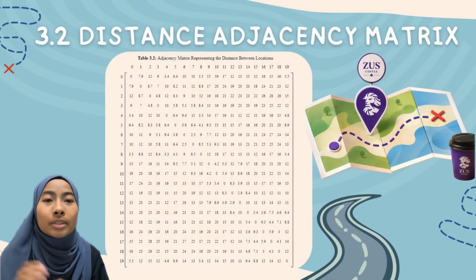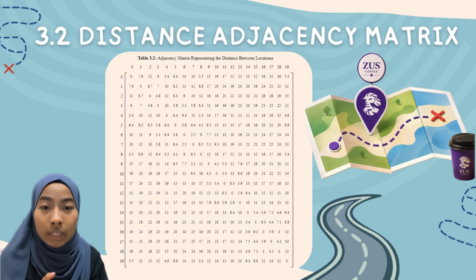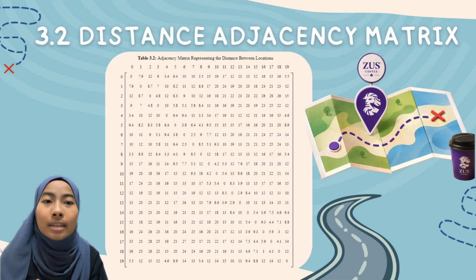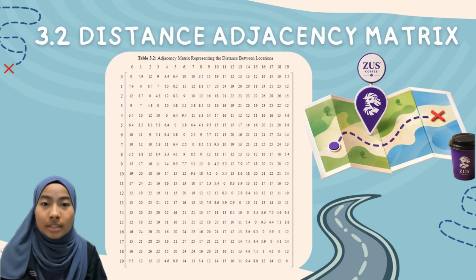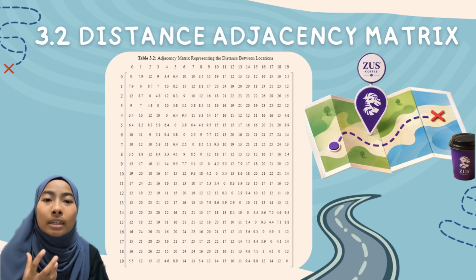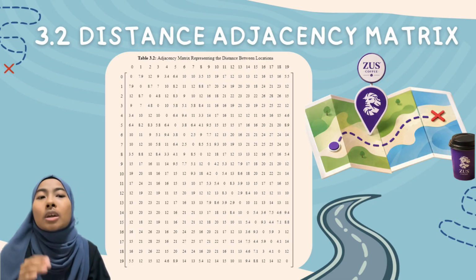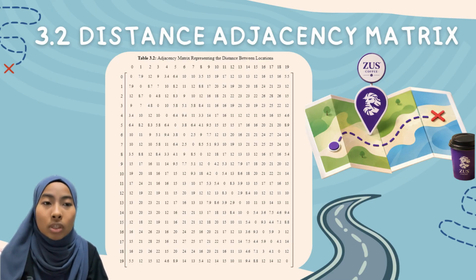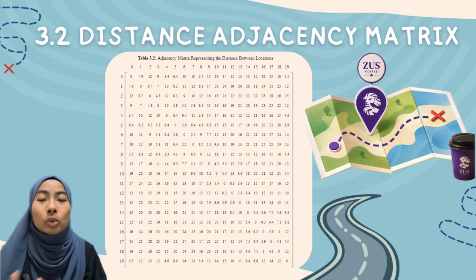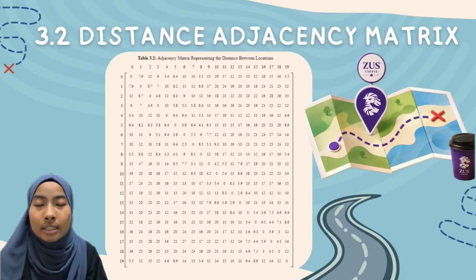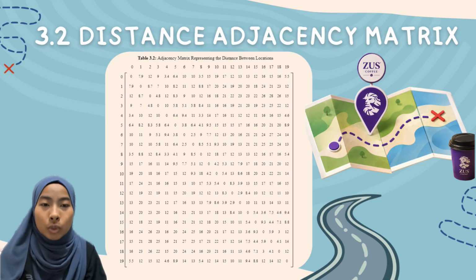Okay, next is the distance adjacency matrix. This matrix shows the traveling distance between the Zeus Coffee headquarters and all selected outlets, as well as the distance between each 2 outlets. Each row and column represents a location, while each value indicates the distance in kilometers between 2 locations. We assume the matrix is symmetric, meaning the distance from location A to location B is equal to the distance from location B to location A.